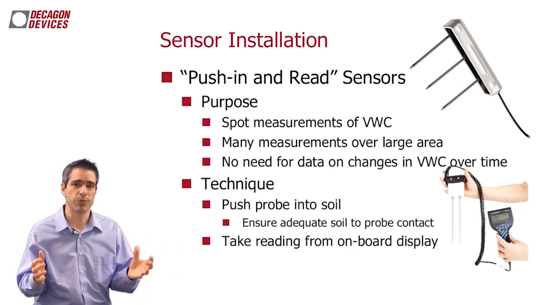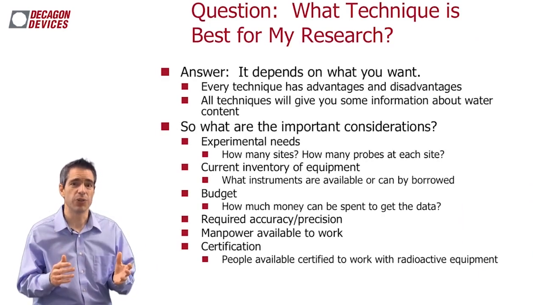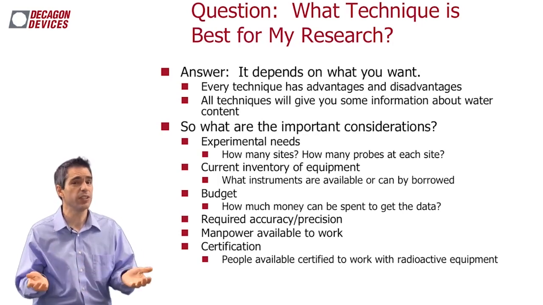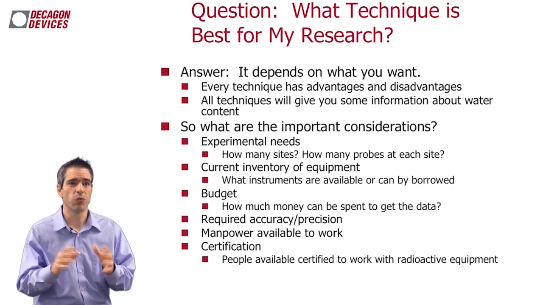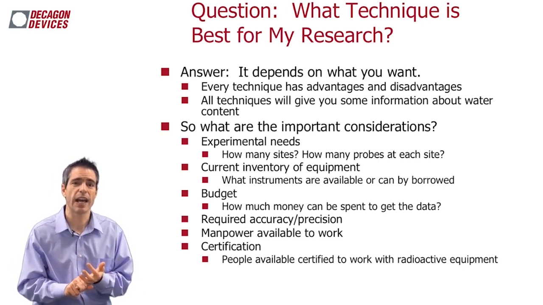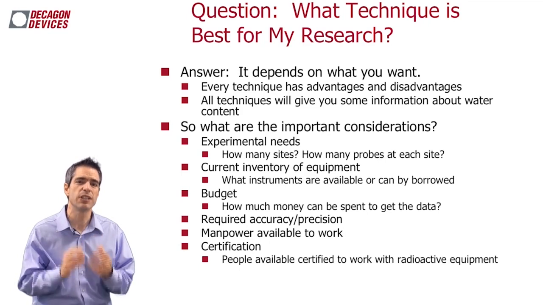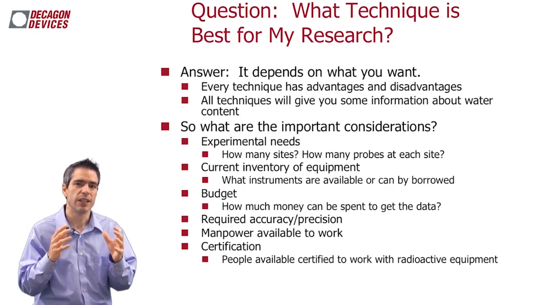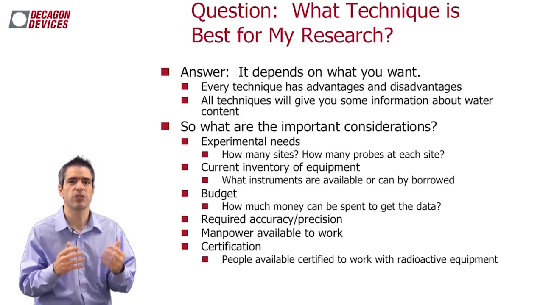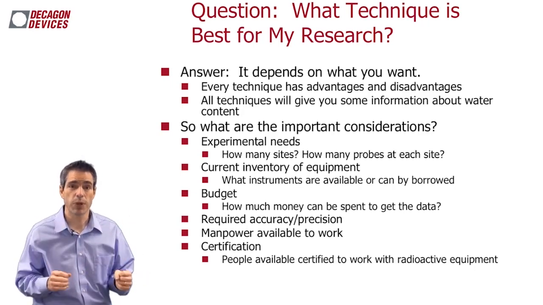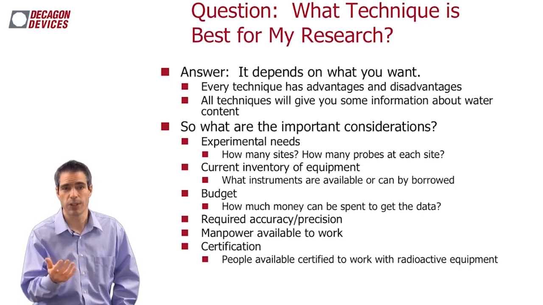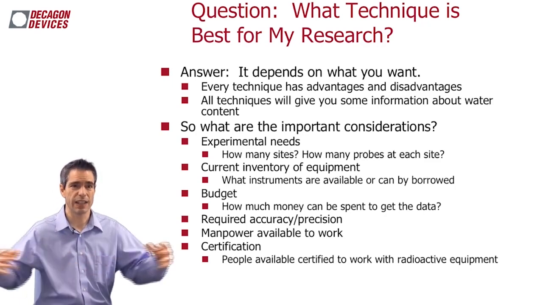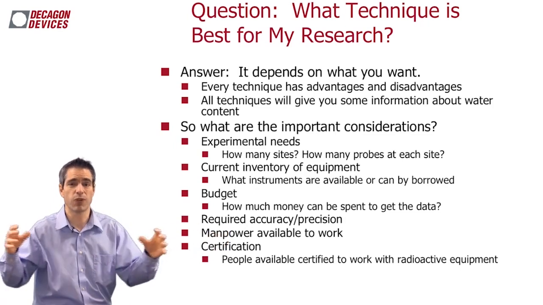So it often comes to me, hey, what should I use in my experiment? What technique is best? Well, my answer is always, it depends on what you're trying for and what you want. Now, every technique I've talked about has advantages and disadvantages, and you can get volumetric water content, or even gravimetric, of course, from that technique. And so it really depends on what your goals for the experiment are and several other things. What experimental needs do you have? How many sites? How many probes at each site? How far away are they located from each other?